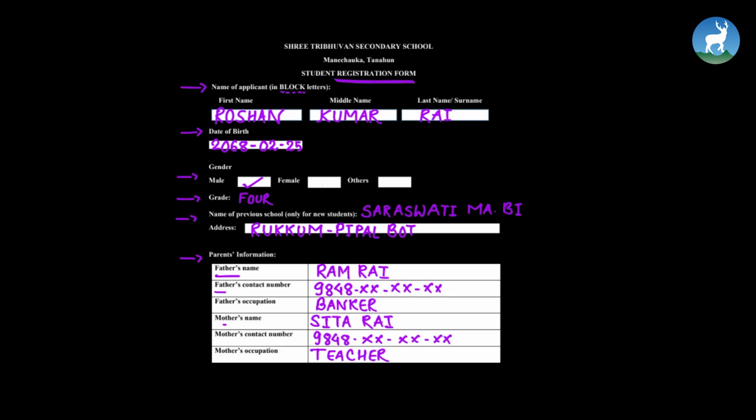Here we learned filling in a student registration form. We did it for Roshan Kumar Rai, and he is going to get admitted in grade 4. What's his previous school's name? It's Saraswati Mavi, and he belongs to Rukum. His father's name is Ram Rai. We also wrote his father's occupation as a banker, mother's name as Sita Rai, and mother's occupation as a teacher.